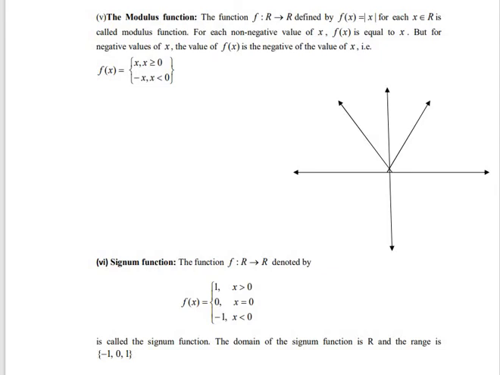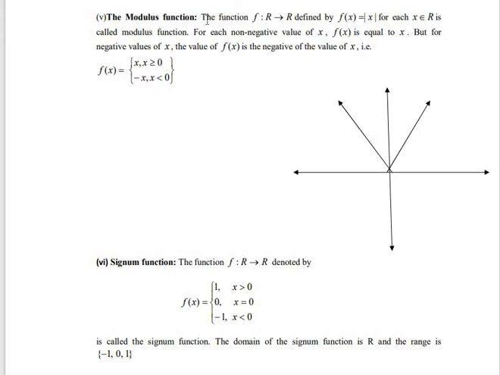Now what do you mean by modulus? The modulus of a number is the non-negative value of that number. Suppose you have to find the modulus of 2. The modulus of 2 is 2 and the modulus of minus 2 is again 2, because the modulus of any number is a non-negative value.